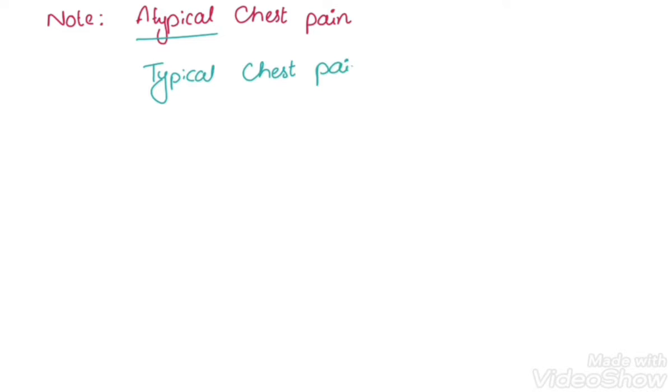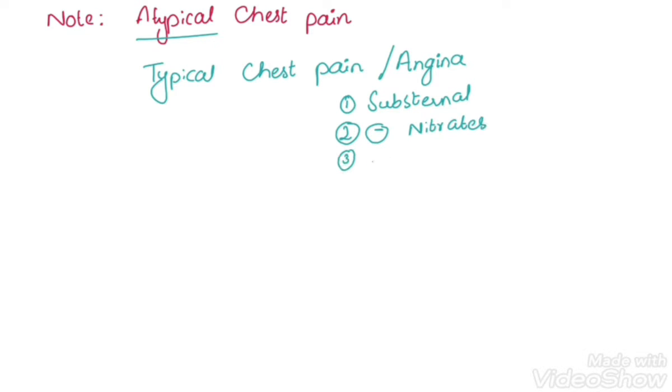The chest pain in GERD is known as atypical chest pain since it does not meet the criteria for typical chest pain or angina, which is substernal, relieved with nitrates, and aggravated with exertion. The pain in GERD is only substernal.